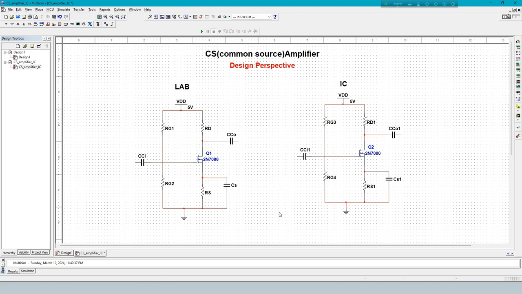Now the IC design part. The gate resistors are mainly used for additional DC voltage. In IC we do not need this additional voltage, so remove these two resistors.